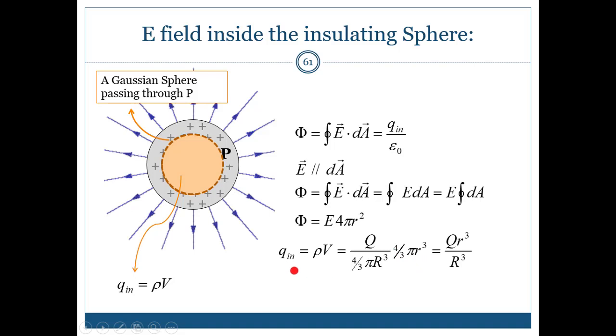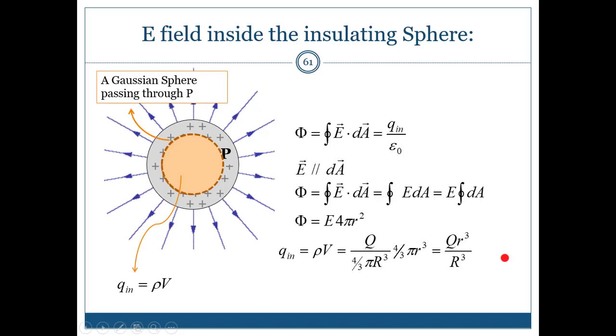Wonderful. What is rho? How do I calculate rho? Well, it's charge divided by volume. So I have a total charge big Q distributed across the volume 4/3 pi big R cubed. That's the volume of my insulating sphere. So Q over volume gives me rho. If I multiply that with the volume enclosed by my Gaussian sphere, there I have it. I have Q in. Canceling out the 4/3 pi's, I have Q small r cubed divided by big R cubed.